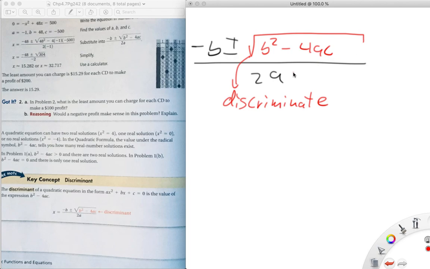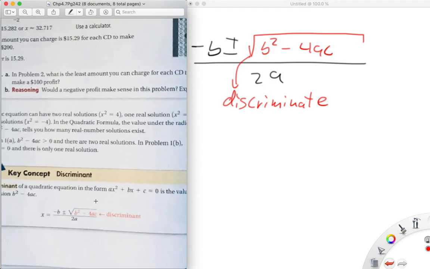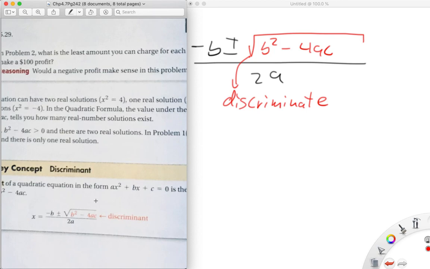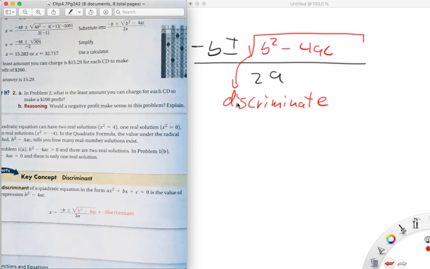And the discriminant is helpful because it can tell you how many zeros there are, or how many times the quadratic crosses the x-axis. There's 3 potential answers. It can cross the x-axis 1 time, 2 times, or 0 times. Those are my 3 potential scenarios, and using the discriminant helps me determine that.